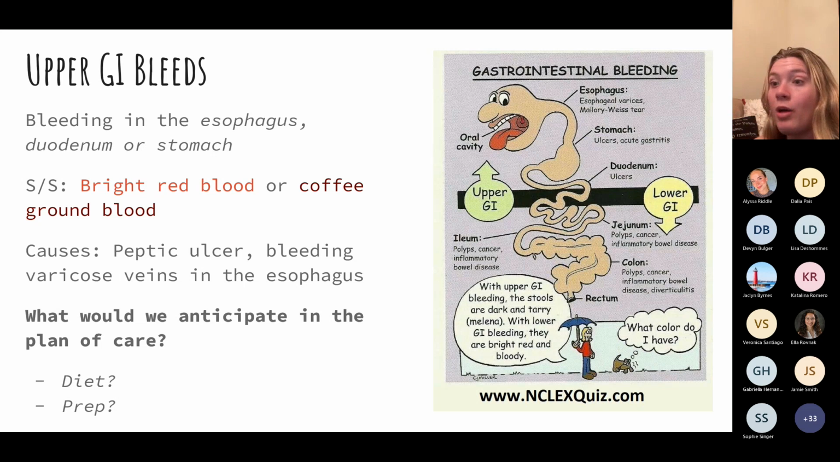because what does the stomach do? It helps with digestion. So that blood's been a little bit digested, and that's why it's going to be coffee ground. So again, causes: ulcers, varicose veins. What will we anticipate in the plan of care? What diet will we do for these patients? Either they're going to be NPO or they're going to be on clear liquids. What are we prepping them for? We're probably prepping them for some sort of endoscopy, where we can take a camera and put it down their throat and look for where that bleeding might be occurring.